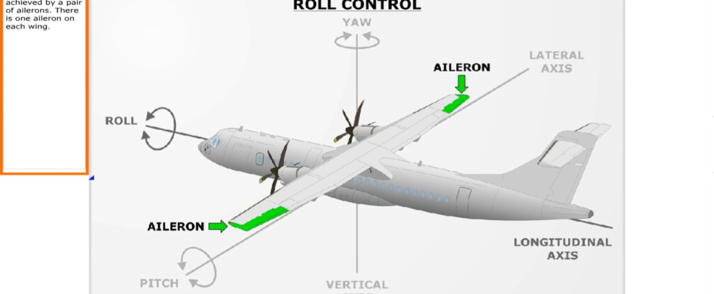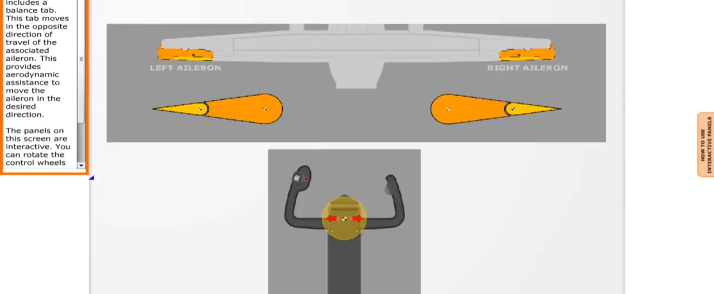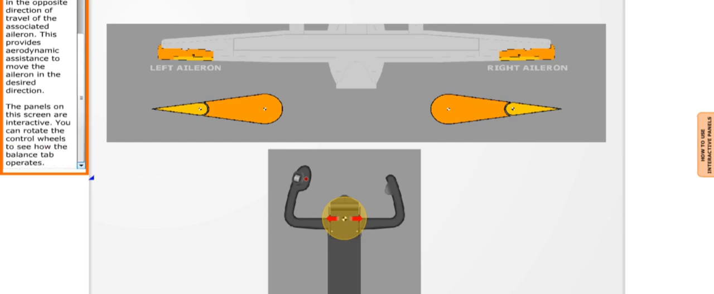Roll control is achieved by a pair of ailerons. There is one aileron on each wing. Each aileron includes a balance tab. This tab moves in the opposite direction of travel of the associated aileron. This provides aerodynamic assistance to move the aileron in the desired direction.